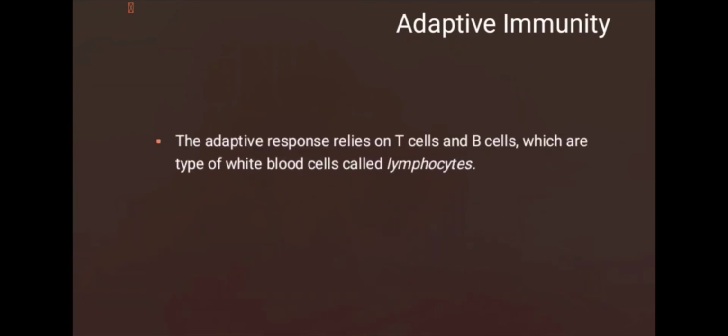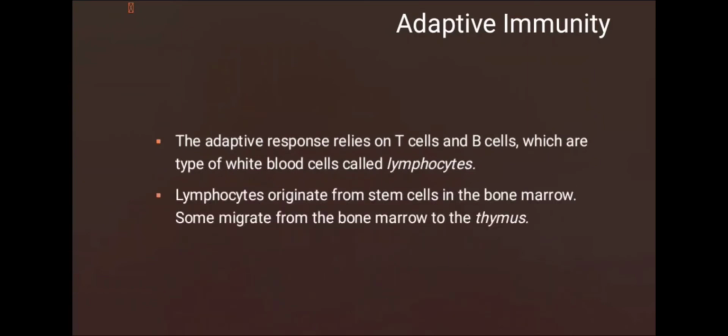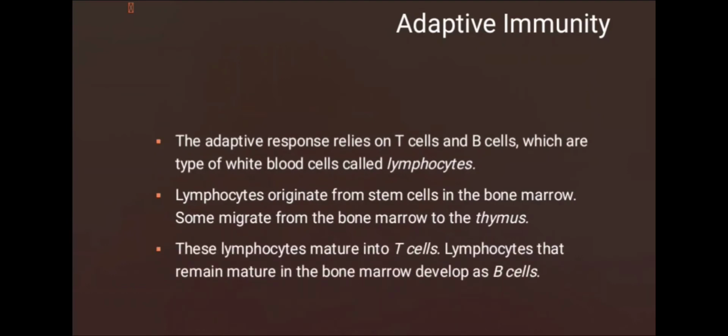Adaptive immunity. The adaptive immune response relies on T cells and B cells, which are types of white blood cells called lymphocytes. Lymphocytes of a third type remain in the blood and become the natural killer cells active in innate immunity. Lymphocytes originate from stem cells in bone marrow. Some migrate from the bone marrow to the thymus, an organ in the thoracic cavity above the heart. These lymphocytes mature into T cells. Lymphocytes that remain and mature in the bone marrow develop as B cells.